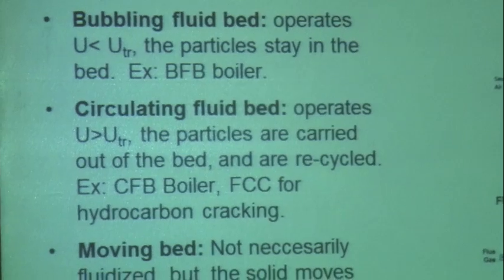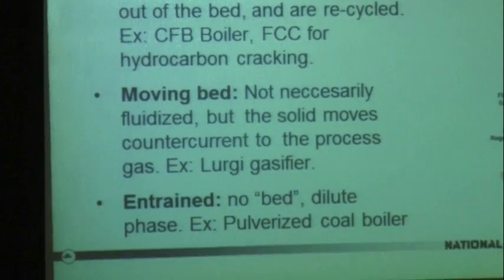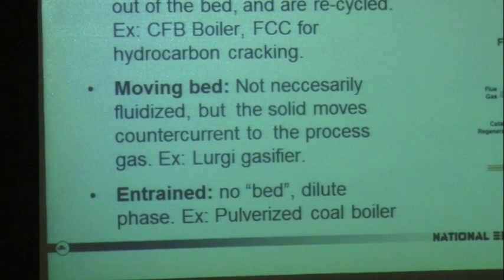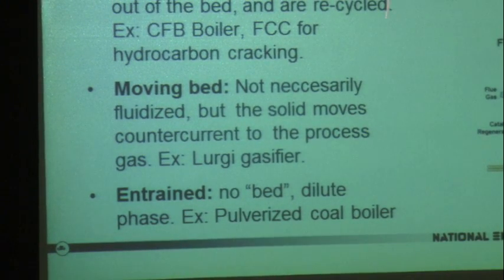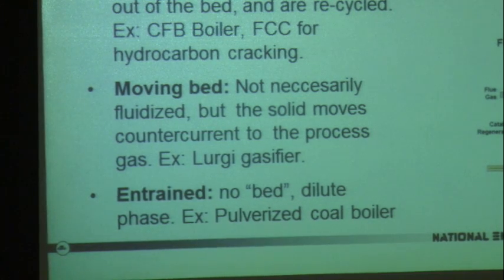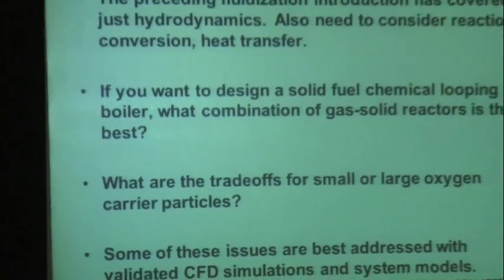And then, of course, in entrained flow, there's no bed like in a pulverized coal boiler. You just put the stuff into the airstream. It's conveyed with the airstream. So these are some of the terminology that you'll see for different types of gas-solid reactors, both in the chemical industry and in the combustion industry.